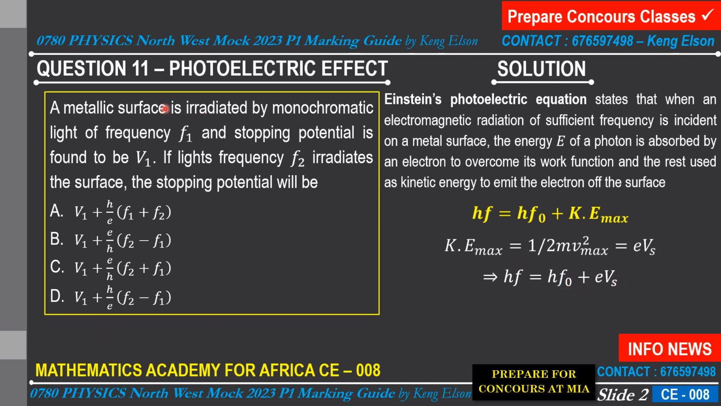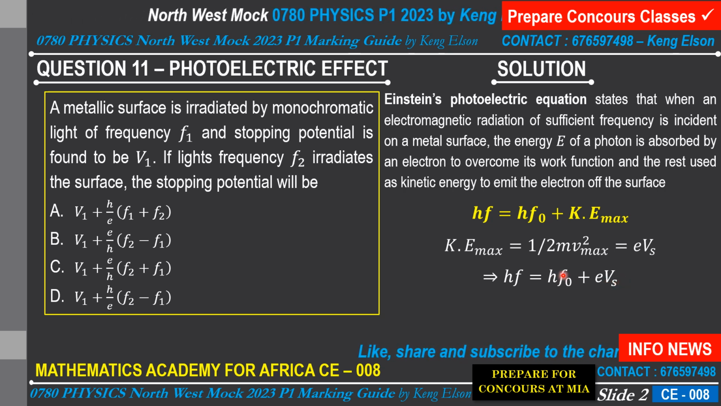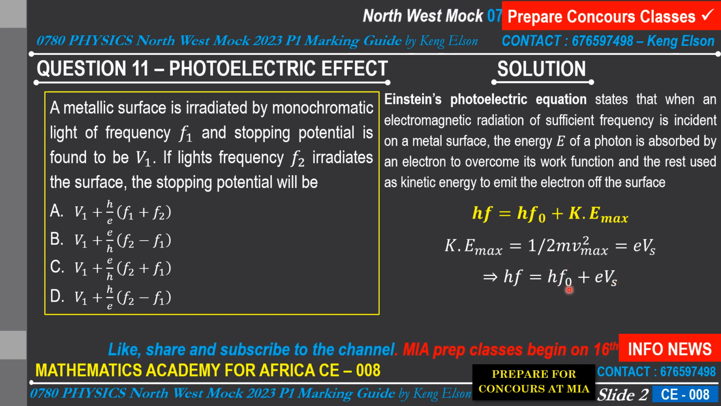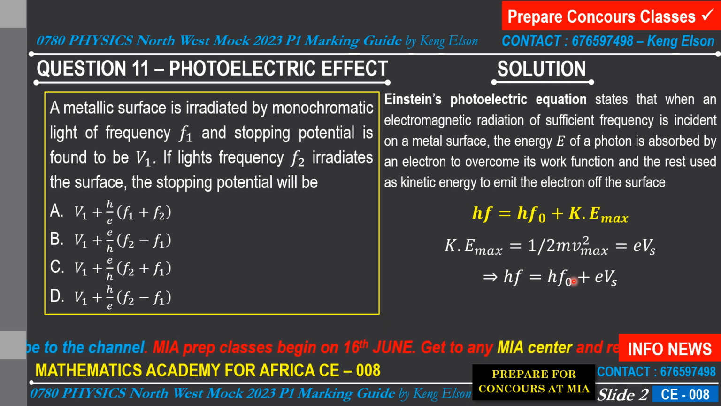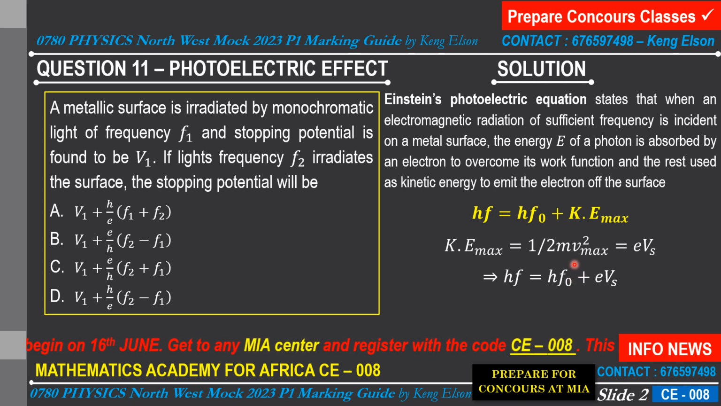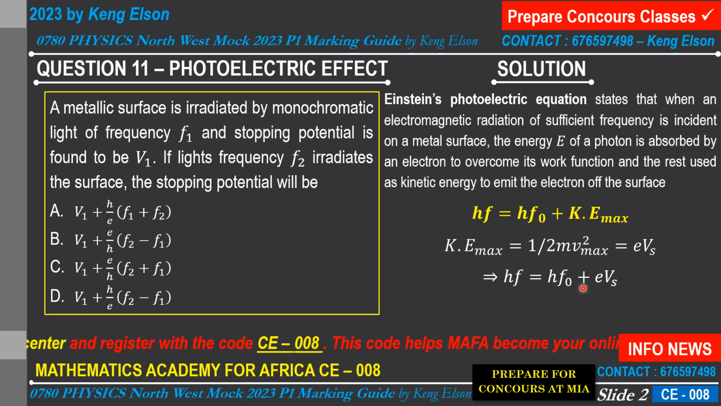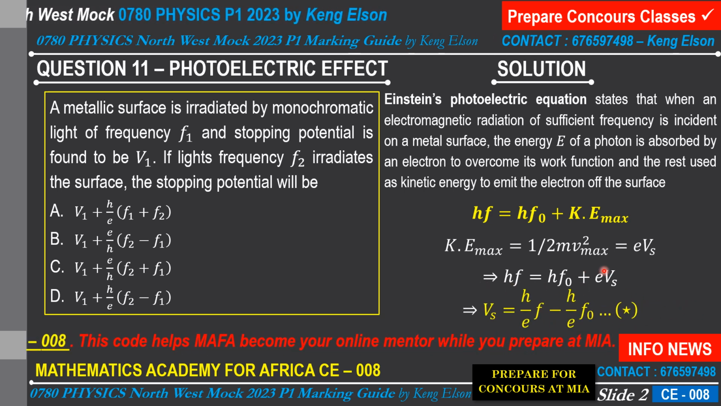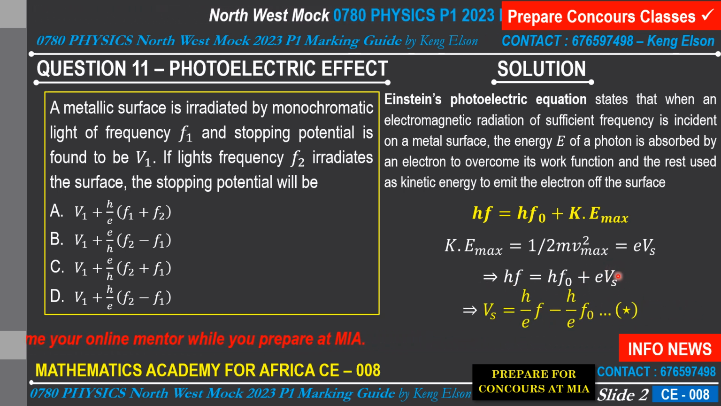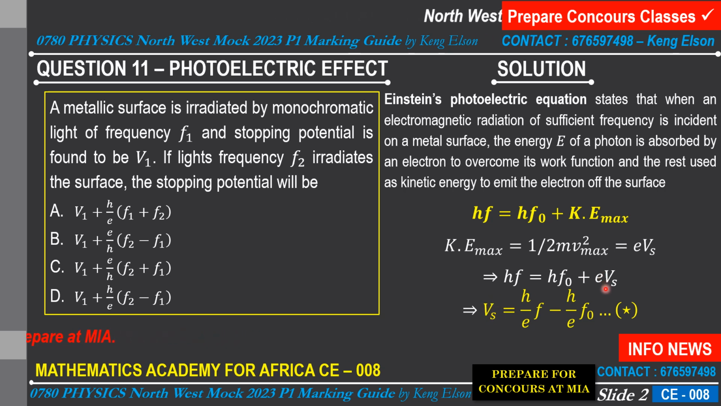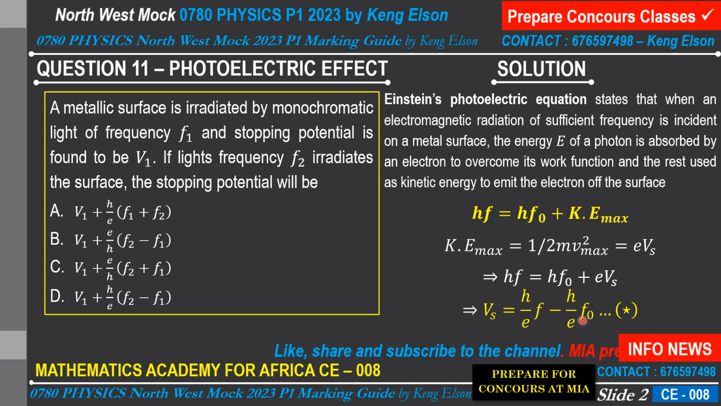I'm doing this because in the question I was told about stopping potential. So generally HF is equal to HF0 plus EVs. HF0 is the work function and F0 is what we call the threshold frequency of the light source. Okay, so I'm going to make Vs the subject of the formula. For the stopping potential, I will divide all through by E, then I'm going to subtract HF0 on E on both sides. So my stopping potential becomes H on E times F minus H on E times F0.